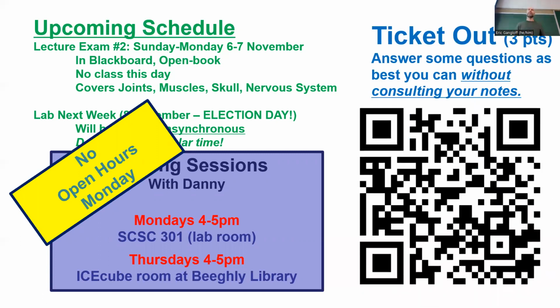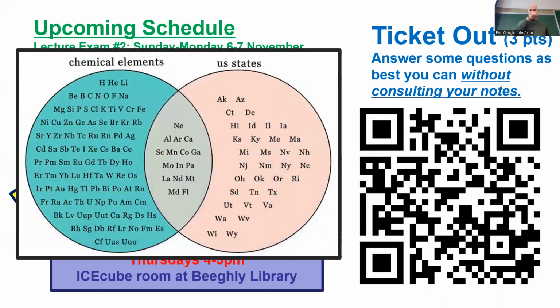All right, last thing, a ticket out for you. As you're doing this, I will open up your grades for your quiz in Blackboard. Just a few questions for you about today's class to see how well you're understanding. And today's Venn diagram, it's not necessarily funny, but I thought this one was pretty clever and I enjoyed it. It's chemical elements and US states.